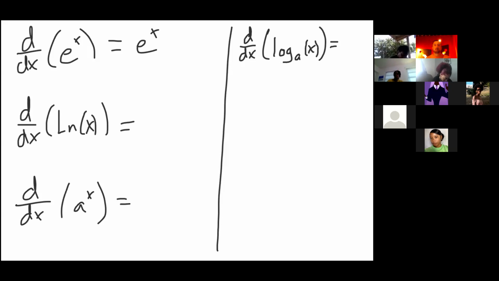Okay, what about the derivative of the natural log of x? Is that 1 over x or something? Yeah, got 3 answers here. All correct. 1 over x. And don't worry, I expect y'all to be talking over each other and I'm going to just hear the answer. Okay, so don't worry about talking over each other. That's what I'm expecting.